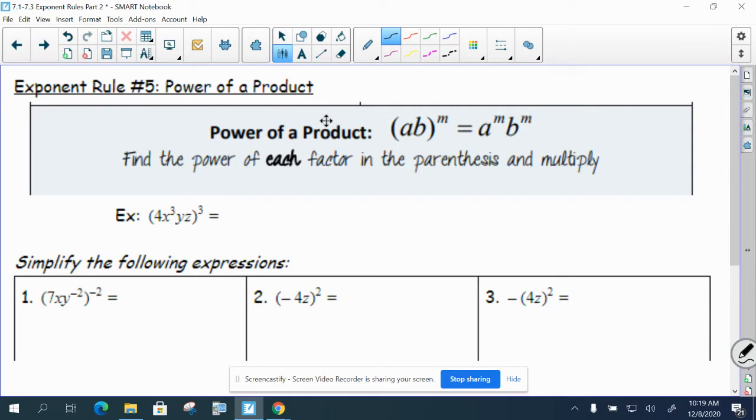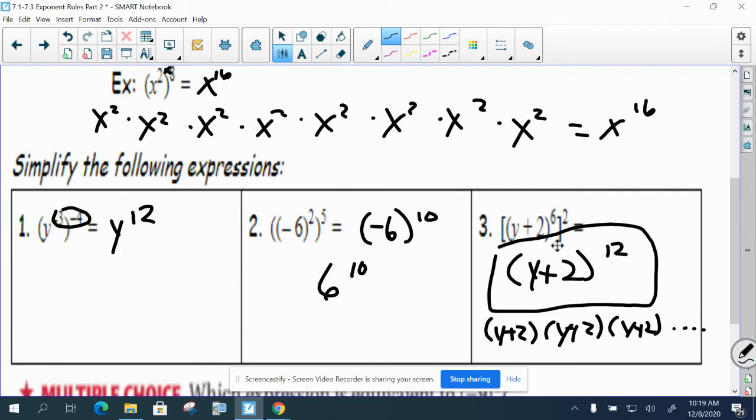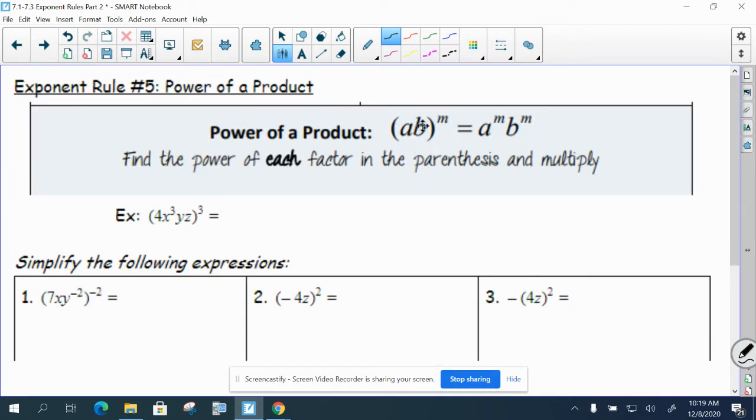Next rule, power of a product. For questions like this, when you have a times b in parentheses and they're being multiplied, then you do distribute the m. The difference between that and the example from the previous page is that there was an addition sign there. So if there's addition or subtraction in the parentheses, then you don't distribute the exponent. But if it's just multiplication or division, then you do distribute the exponent. So find the power of each factor in the parentheses and multiply.